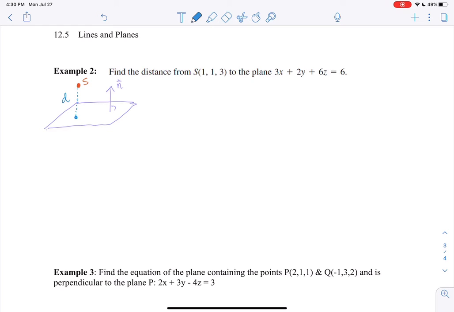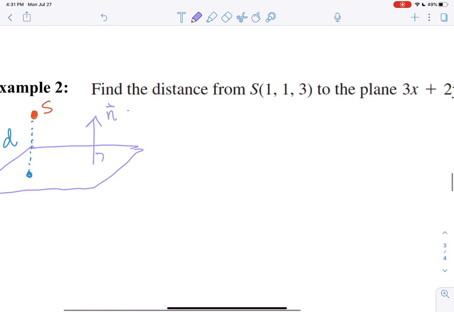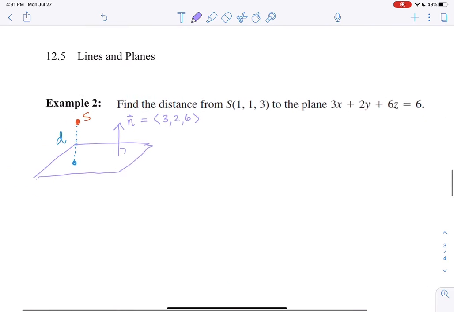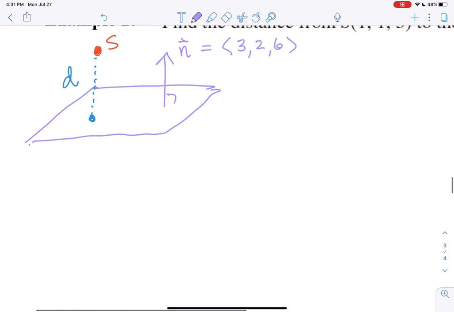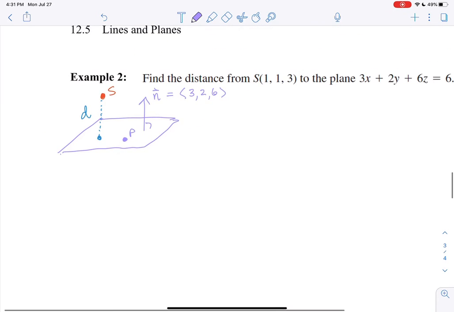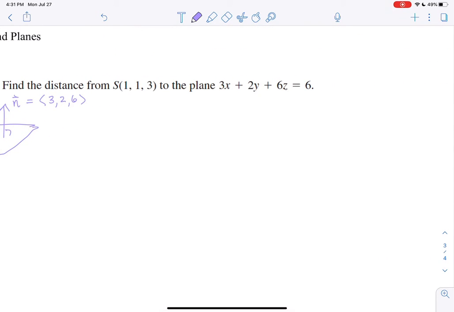So we know that this normal vector is the coefficients of the plane equation. So it's 3, 2, and 6. So we can write that out here. The normal vector is equal to 3, 2, 6. We also need a point on the plane. So we need to find a point P. Now we just need any point that satisfies this equation.